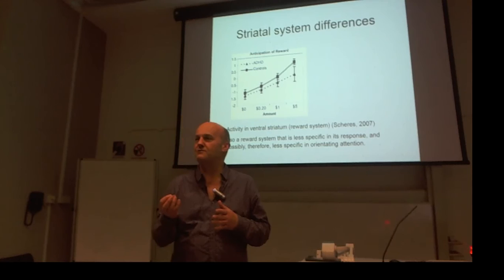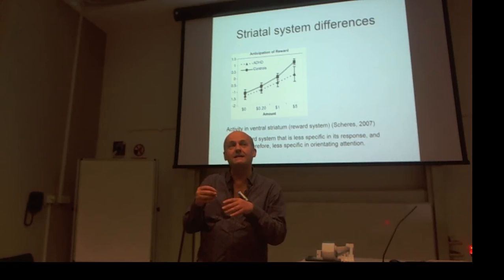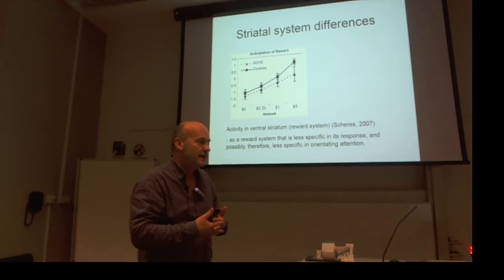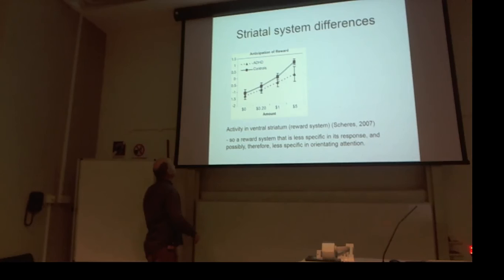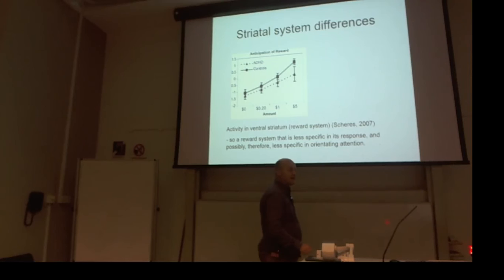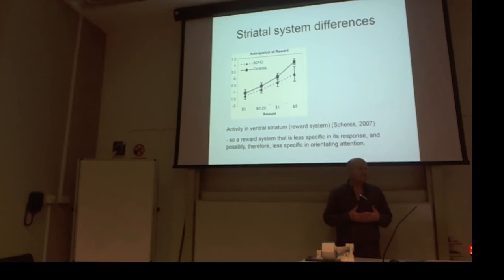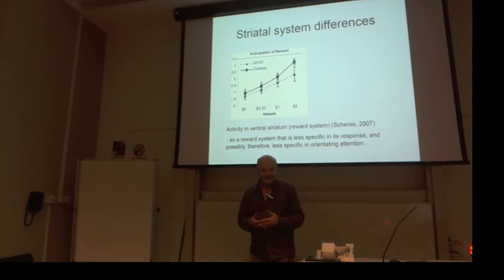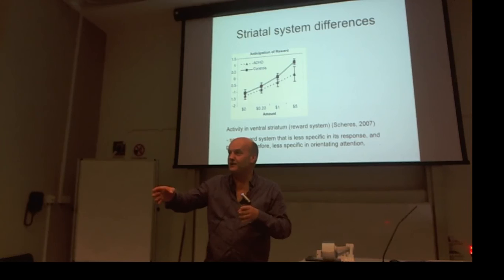As you increase the reward, you would expect to see an increase in midbrain dopamine, an increase in striatal activation. And you see it in both cases, but in those diagnosed with ADHD, you actually see an underactivation quite clearly. It's getting bigger, but it's always under the activation of those without the diagnosis of ADHD. So it's possible that we have here a reward system that is less specific in its response, less specific in orienting attention. It's not discriminating between $1 and $5 as strongly as a normal brain, if you like.